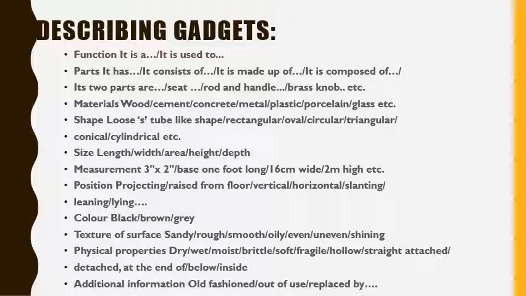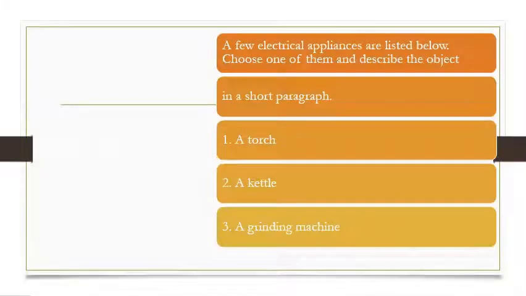This is how you describe a gadget. So here's your homework. Describe any one of these gadgets in a short paragraph. Like a torch, a kettle, or a grinding machine. Describe any one of these here in a short paragraph.